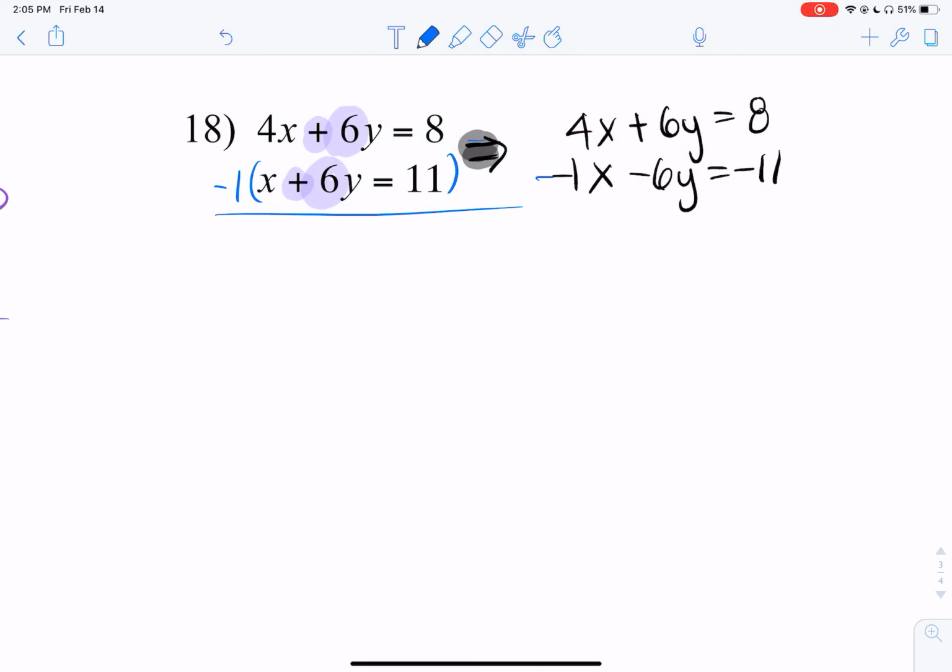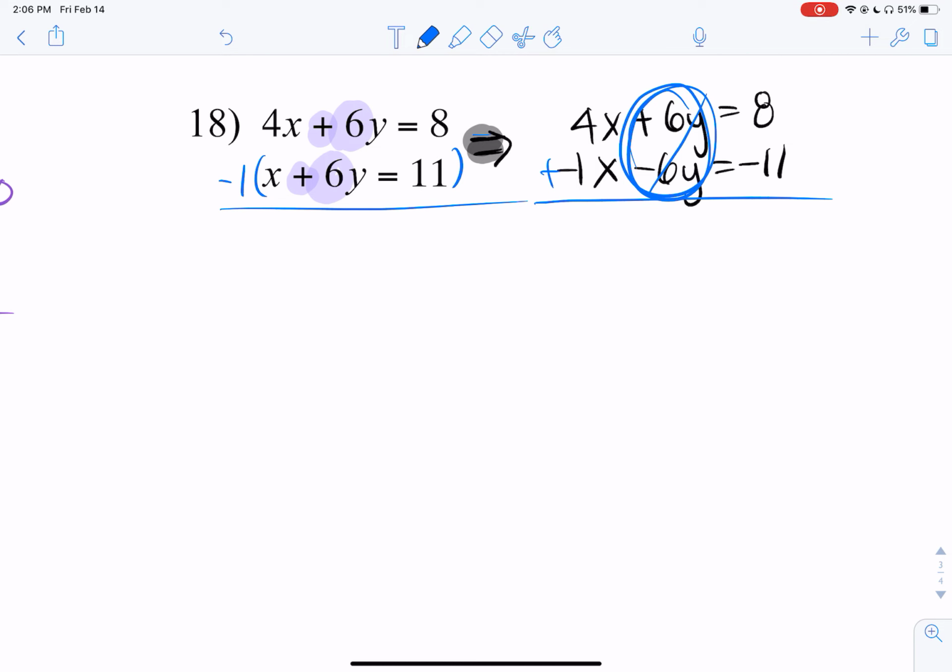Now I can add going downwards, and the y's will eliminate because now they're opposites of each other. 6 plus negative 6 is 0. So adding 1 and negative 4 plus negative 1, that's 3x. Adding 8 plus negative 11, that is also going to be negative 3. And then when we divide both sides by this positive 3, x is going to equal negative 1.